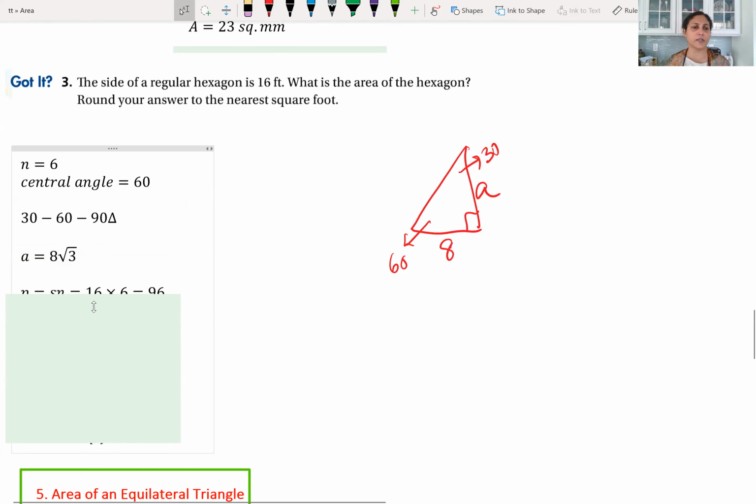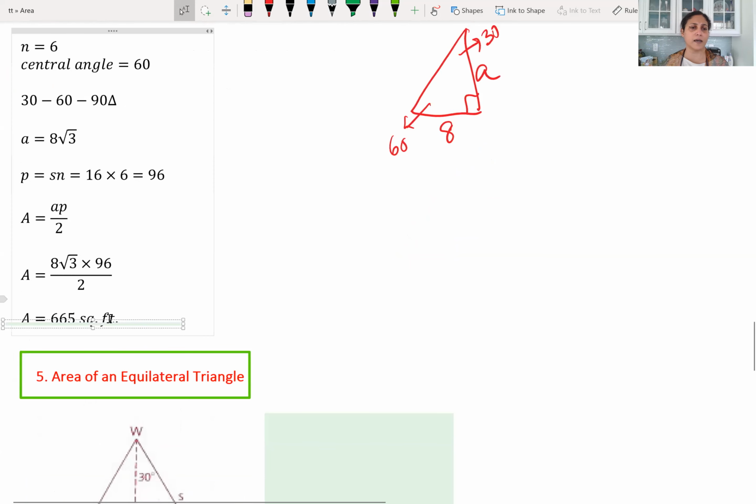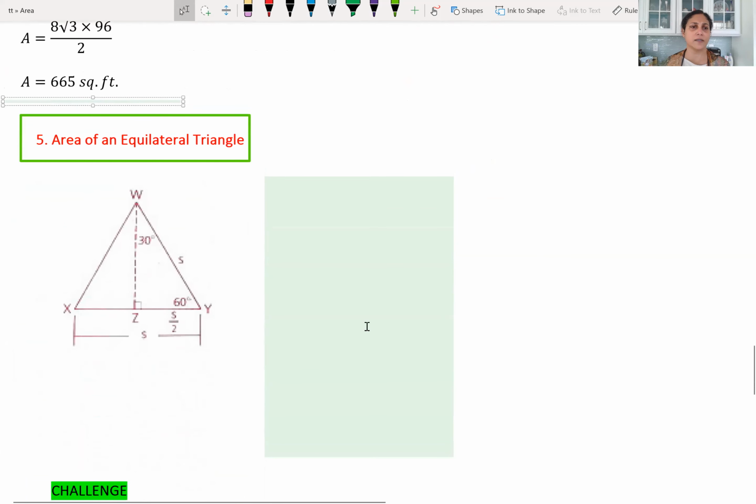And then the perimeter is going to be 16 times 6, which is 96. And you plug it into the formula and you divide by 2. And again, a whole number is fine. The answer is 665 square feet.